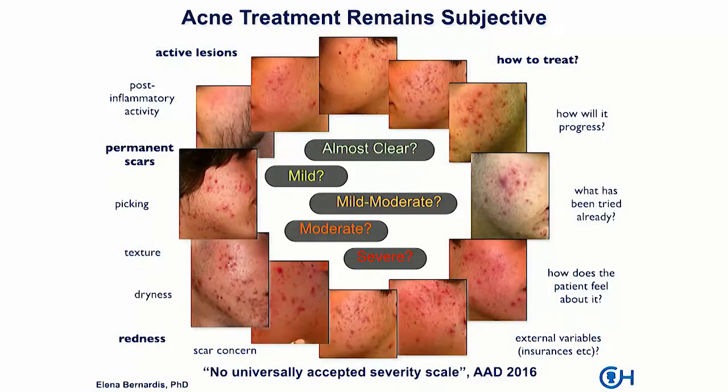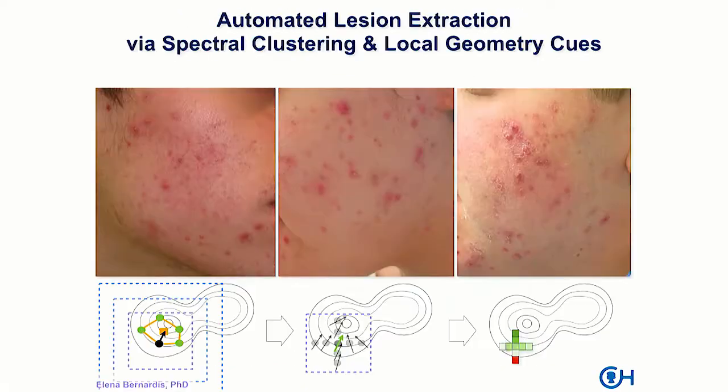Why is acne so challenging? Well, first of all, it's due to the many facets of its appearance. There's a lot of active lesions to consider, but also post-inflammatory ones, in particular scars. But when a doctor diagnoses the skin, they also have to consider the texture, is it red, how have they been picking, and how to treat it, what has been done already, or also external variables like does insurance cover it? So our solution, we created an automated lesion extraction algorithm.